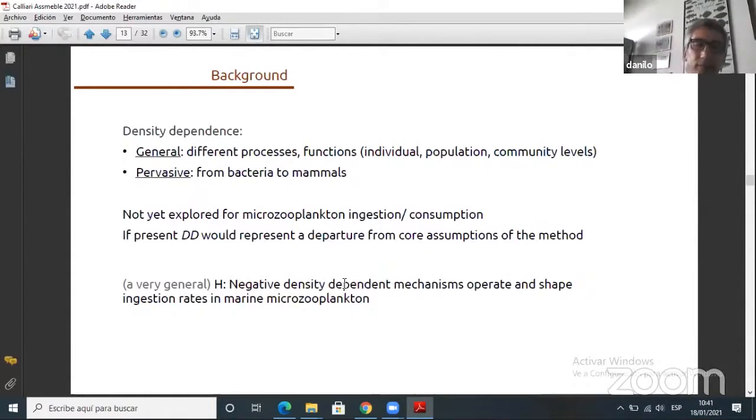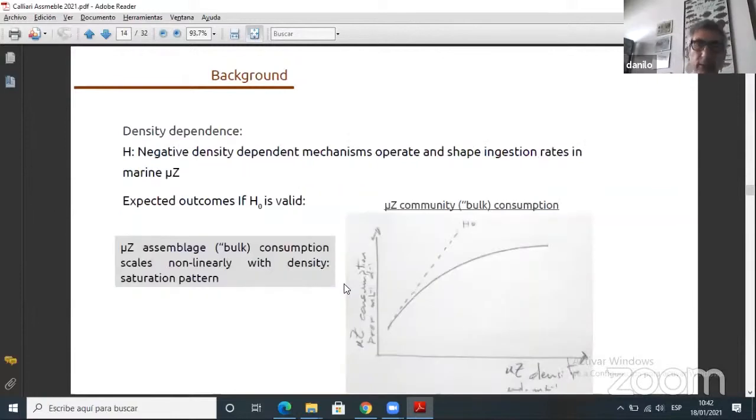However, as I said before, they have not been evaluated in the microzooplankton, and even less in the context of dilution experiments. And there is no reason to think that the microzooplankton would be exempt from this kind of phenomenon. So the general working hypothesis for this project is that negative density dependent mechanisms operate and shape ingestion rates in marine microzooplankton. And that's what I will show next.